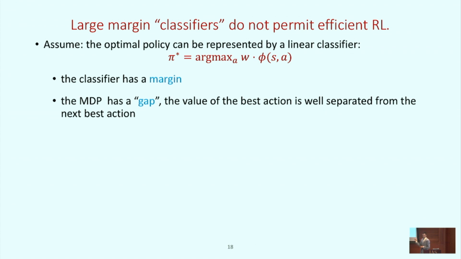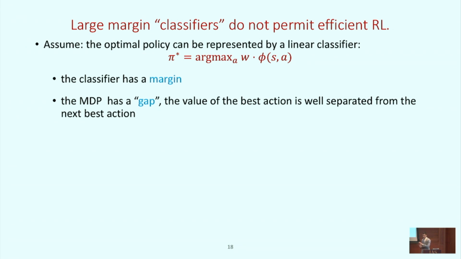Let's suppose this optimal policy has a margin. That's the nice assumption we make in classification. Furthermore, let's make this a nice looking problem where the MDP has a gap, meaning the value of the best action in every state is significantly better than the second best action. So it's not like there are two actions you might be slightly confused about. The best action really has value much better than the second best action. So there's a nice non-trivial gap, and this optimal policy has a margin.